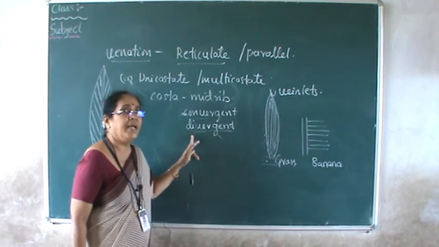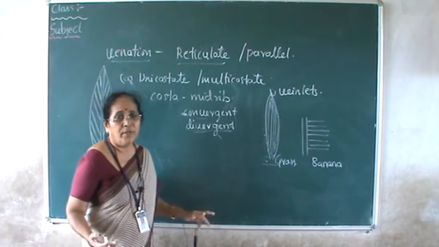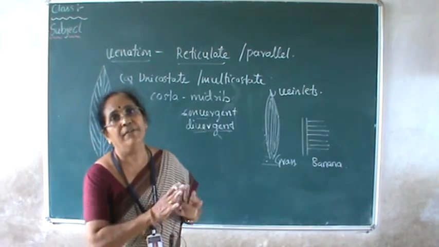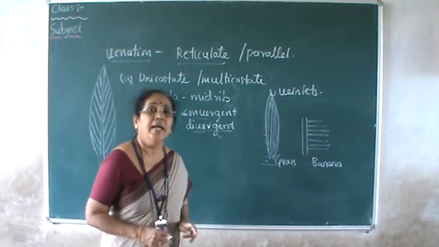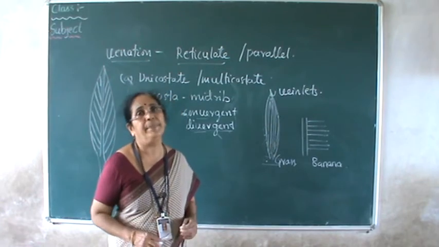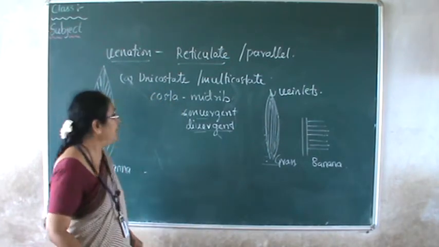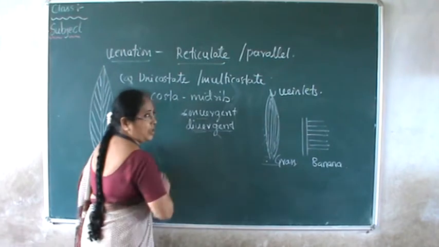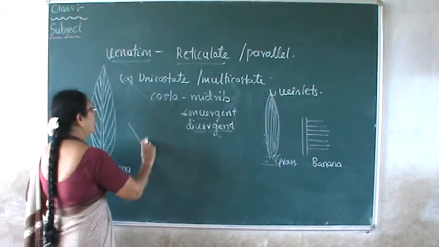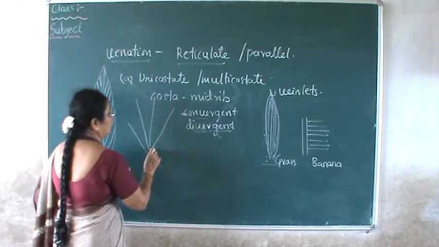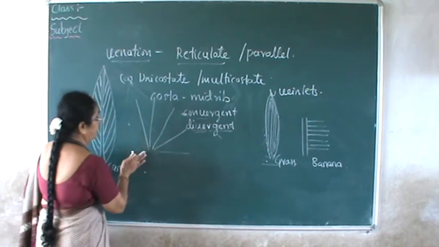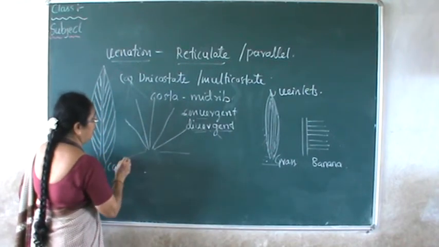Multicostate divergent type, you know the meaning. More than one equally strong midrib diverges towards the periphery and it appears like a fan. It gives a fan-like appearance to the leaf and it is called multicostate divergent type. You might have seen most of the ornamental plants like this, the plant that is called fan palm.